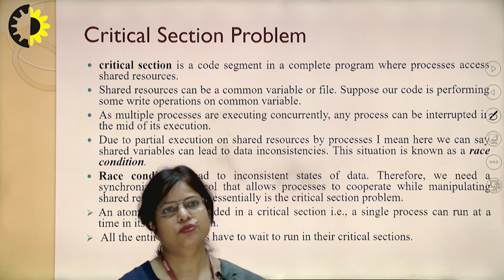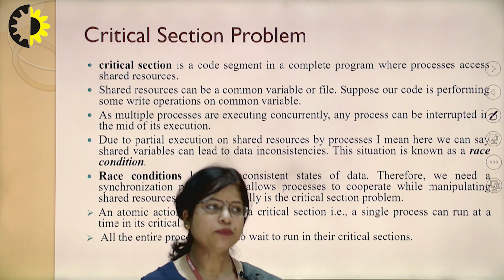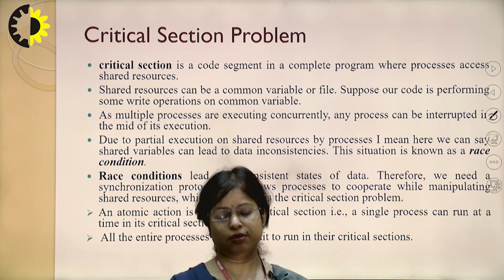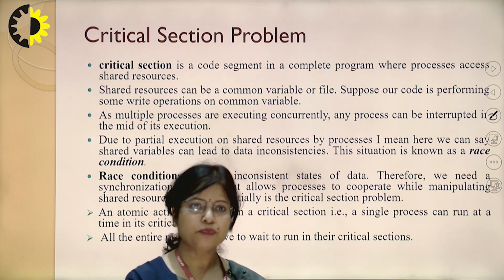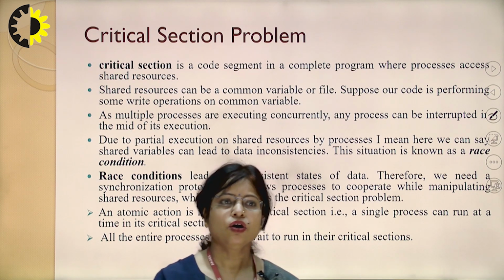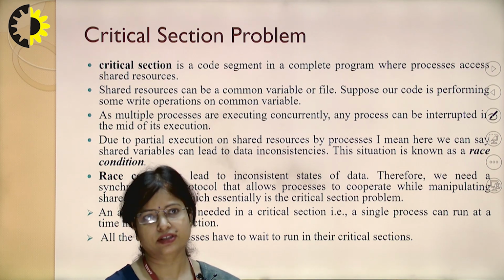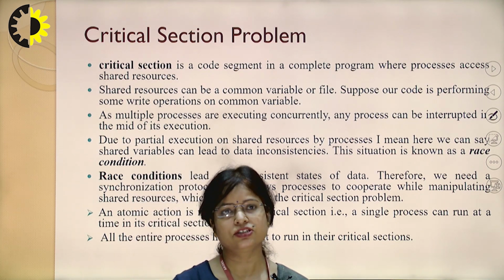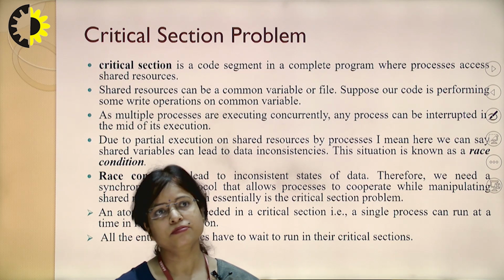the critical section problem. So race condition is a problem where multiple processes try to update some common variable, or try to perform some write operation on some file while other processes are accessing that file simultaneously. So all the other processes have to wait to run in their critical section. This is the solution of race condition. So before proceeding further, we need to discuss what a race condition is and how we can remove this condition with the help of some algorithm.